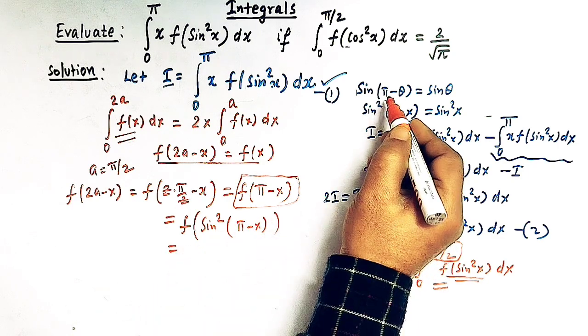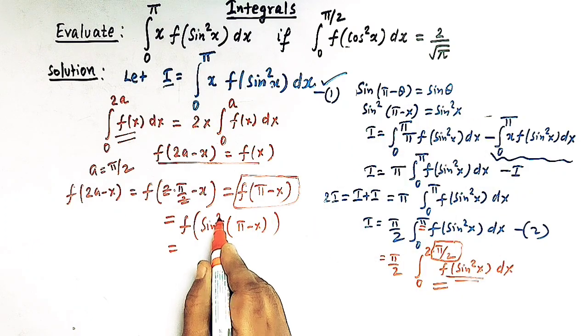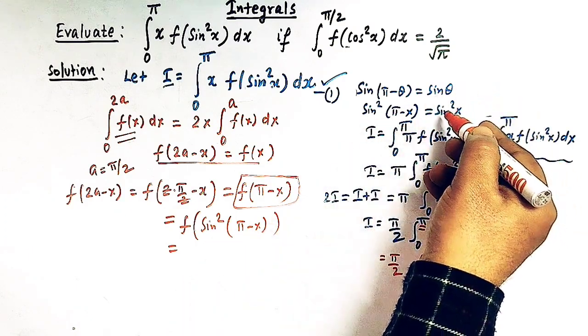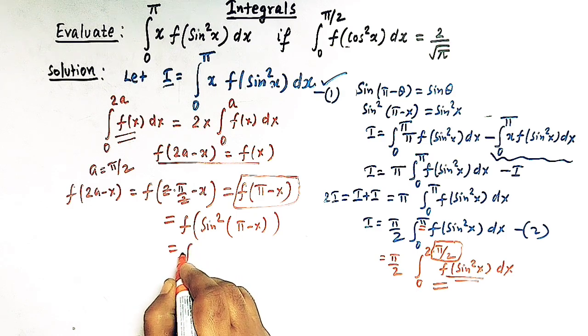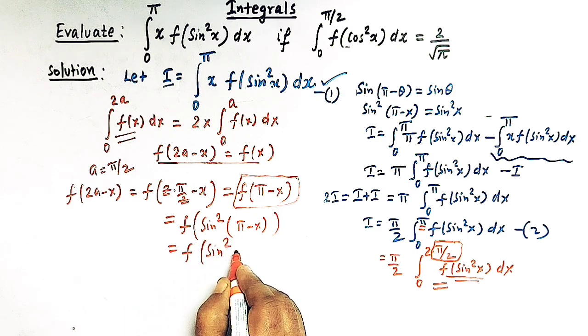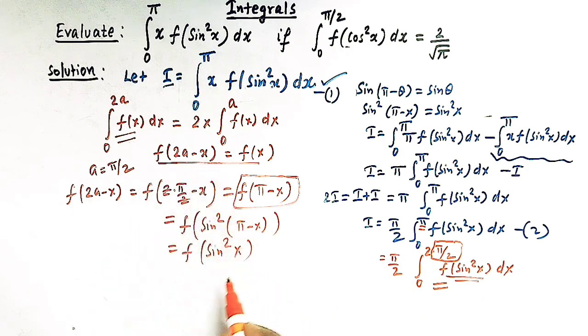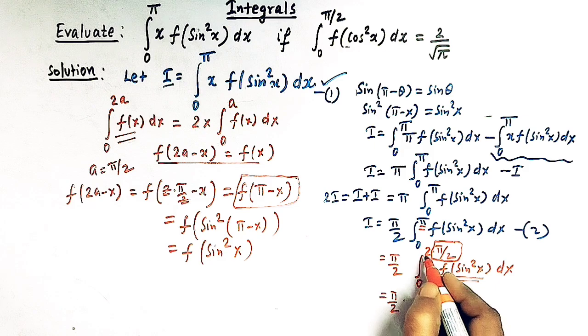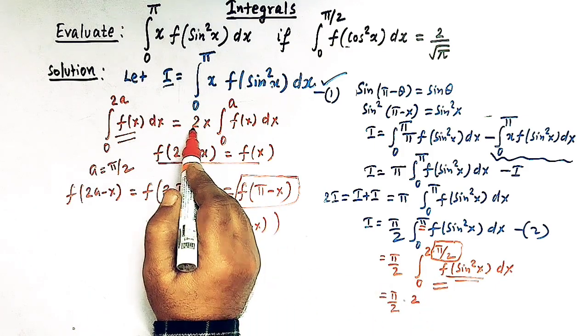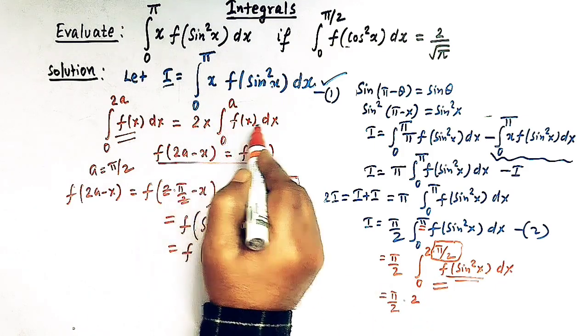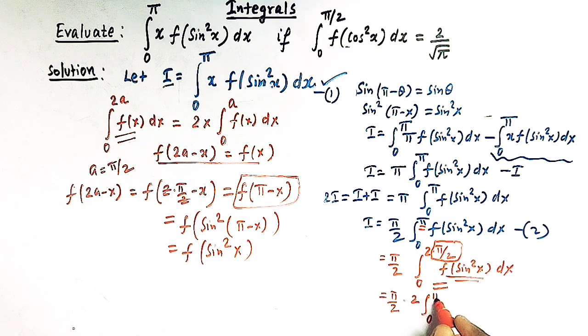And sine(pi minus theta) is equal to sine theta, so sine square(pi minus x) is again sine square x. So we have f of sine square x. So here f of (2a minus x) is equal to f of x, that is f of sine square x. So we can now write pi by 2, and here we have this 2, because 2 times integral from 0 to a f of x dx. So we have 0 to pi by 2, and here we have f of sine square x dx.